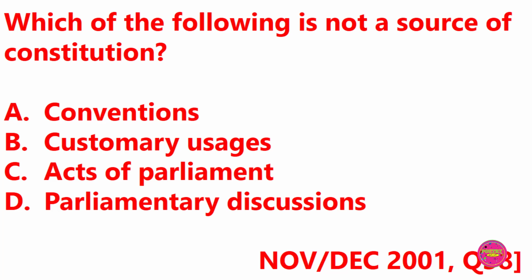Which of the following is not a source of constitution? A. Conventions. B. Customary usages. C. Acts of Parliament. D. Parliamentary discussions. The correct answer to this question is D. Parliamentary discussions.